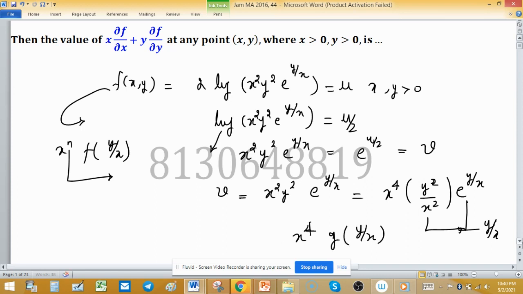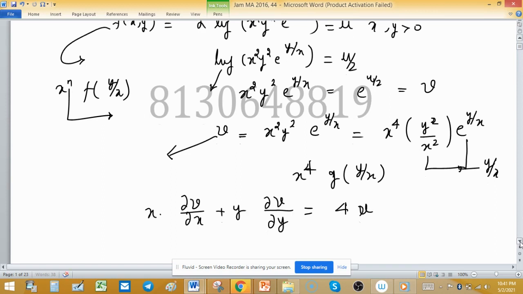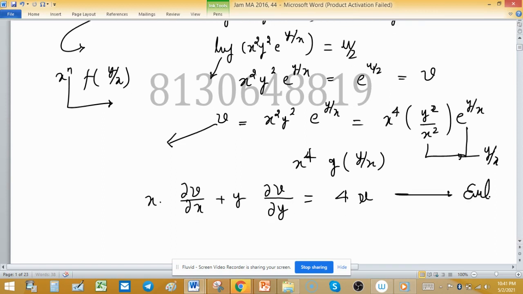So 4 is the degree of this homogeneous equation. So by Euler theorem, because this is a function of v, we have x times partial derivative of v with respect to x, plus y times partial derivative of v with respect to y, equal to the degree of this homogeneous function, as 4 is the degree, times v. So this is by Euler theorem.